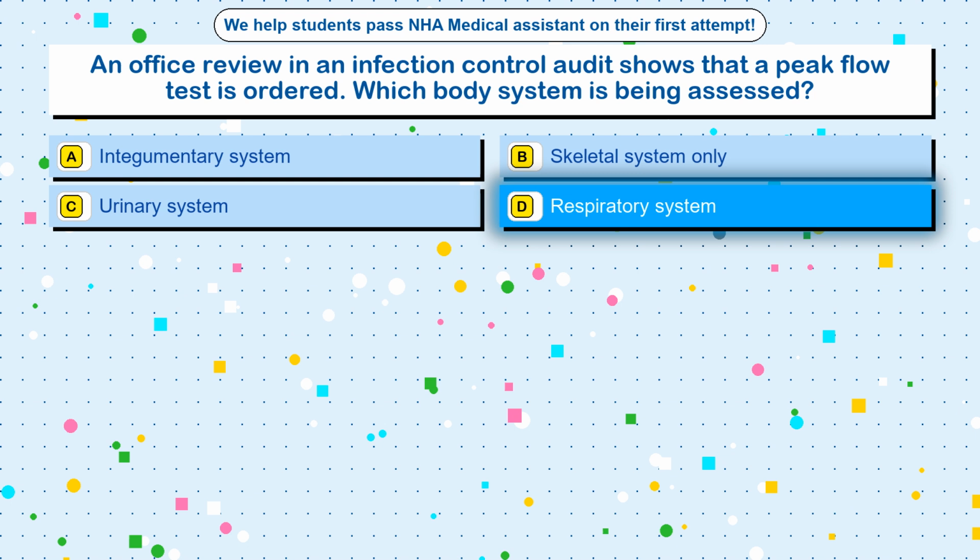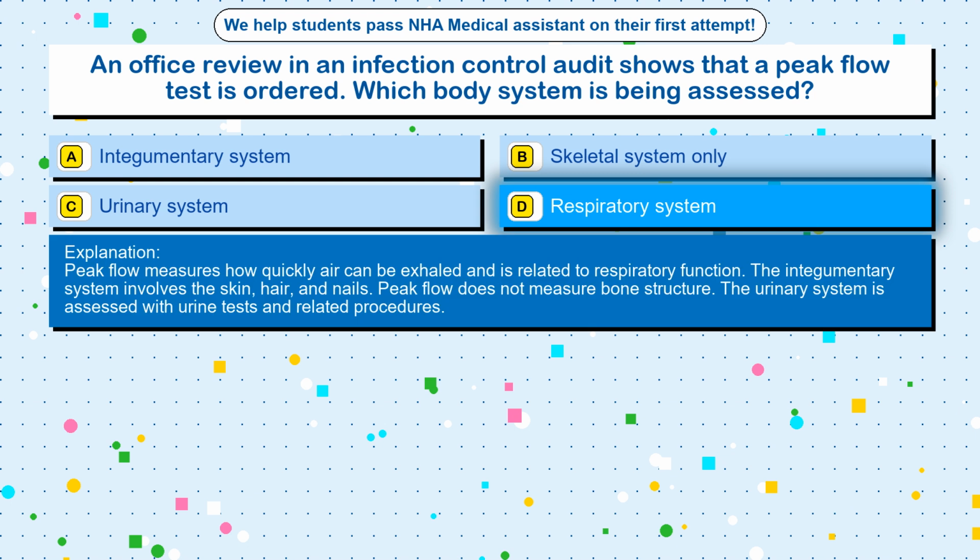The correct answer is option D, respiratory system. Peak flow measures how quickly air can be exhaled and is related to respiratory function. The integumentary system involves the skin, hair, and nails. Peak flow does not measure bone structure. The urinary system is assessed with urine tests and related procedures.